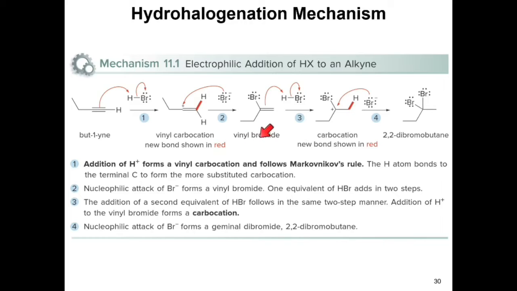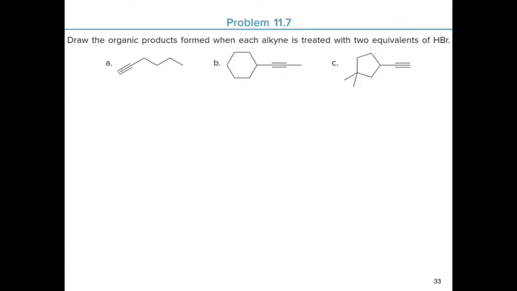The third step is the second hydrohalogenation process, in which the alkene attacks this electron-deficient hydrogen atom, and this sigma bond is cleaved, which results in the formation of another carbocation. The fourth step is another nucleophilic attack by the bromide ion, which then results in the formation of a geminal dihalide. So here's practice problem number 7.